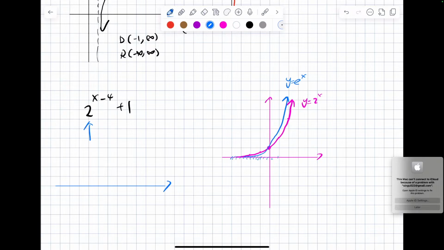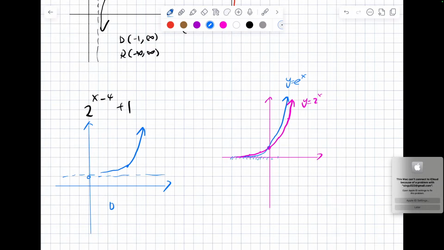So which way is the anchor point going to go? Right 4? Yes. Up one, right 4 and up one, right 4 and up one. So that's going to be from this point going to this point. Is that okay? And the asymptote is going to be at 0, and it goes up 1. So that's going to be the asymptote. So the graph is going to look something like this.